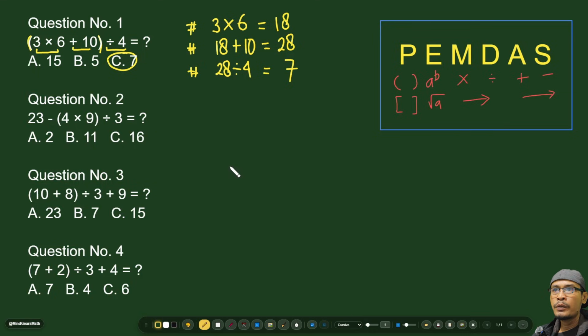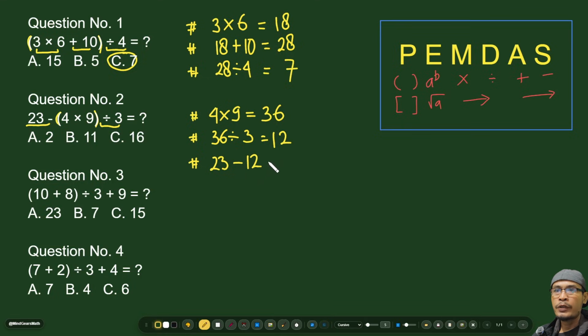Okay, question number 2. 23 minus 4 times 9 in parentheses divided by 3. Parentheses first. 4 times 9 is 36. The parenthesis is gone. Now we have subtraction and division. Division is stronger. 36 divided by 3 is 12. Last step, 23 minus 12 is 11. The answer is B.